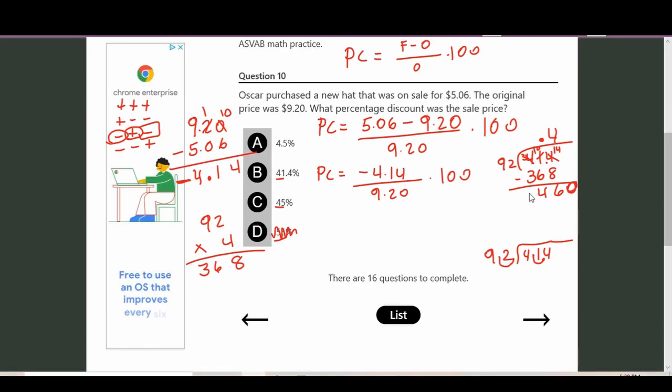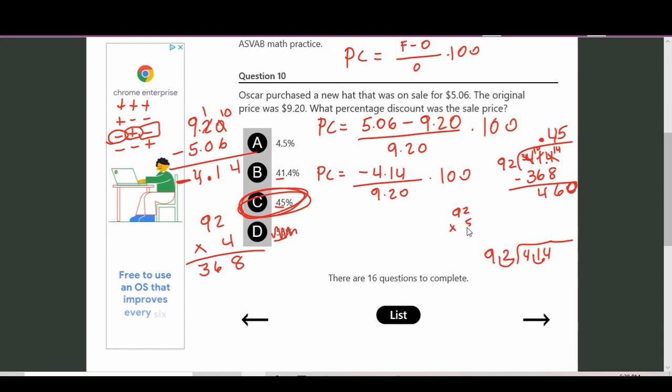Again, 4 would give you 36. 90 times 4 would give you 360. 92 times 5 will get you, or 90 times 5 will get you 450. So I'm going to say this is going to be 5. And again, my answer choice right here kind of leads me to believe that. Let's work it out just to prove it.